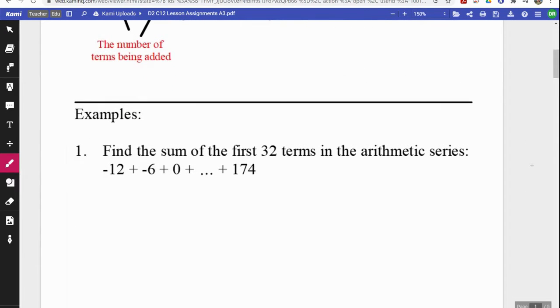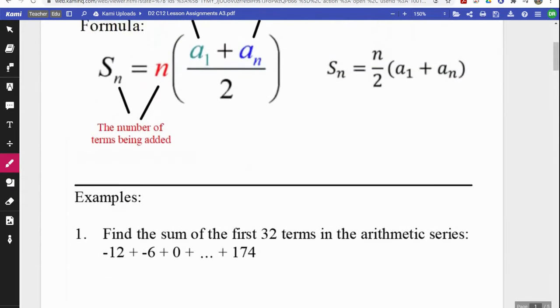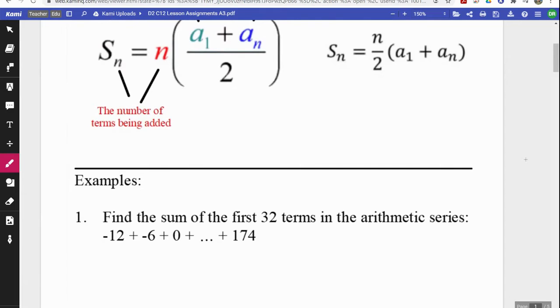So find the sum of the first 32 terms in the arithmetic series: -12 plus -6 plus 0. And just so we're clear, this is a series because each term is being added together. A sequence that looks the same would just have commas because we're just listing off the terms of a sequence. But since we're in series right now, we're adding together.